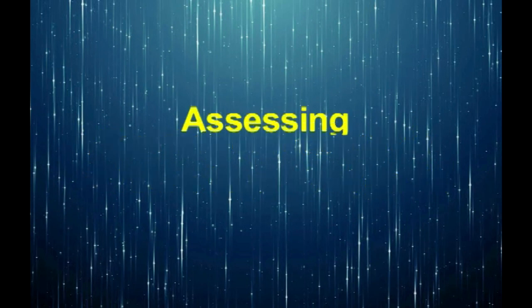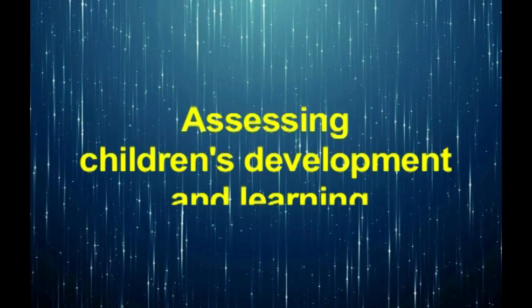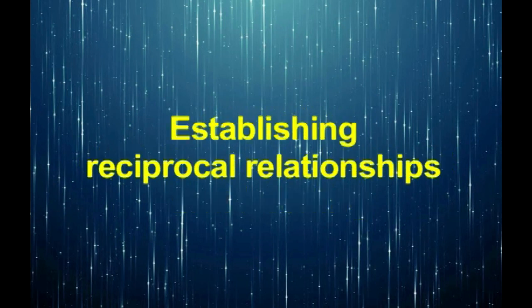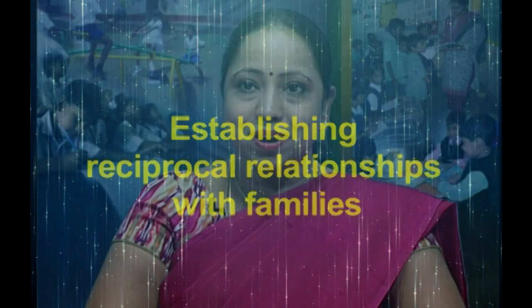The fourth one is assessing the child's development and learning. And lastly, establishing a reciprocal relationship with the family, where the student's family is involved in the learning process, which will bring the best outcomes. So, these are some of the guidelines for assessing developmentally appropriate practices.